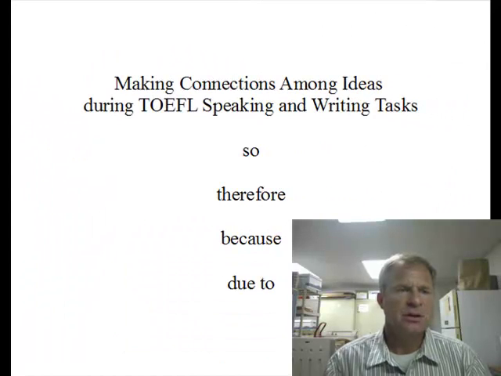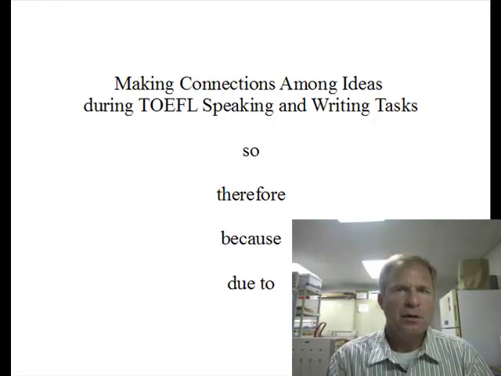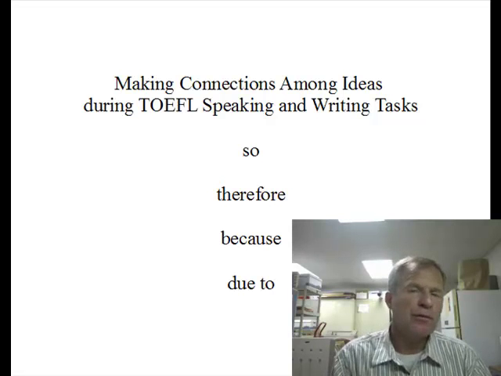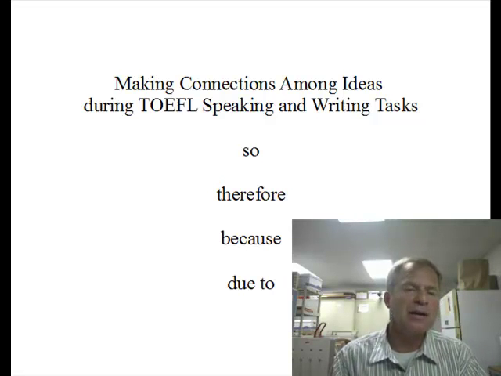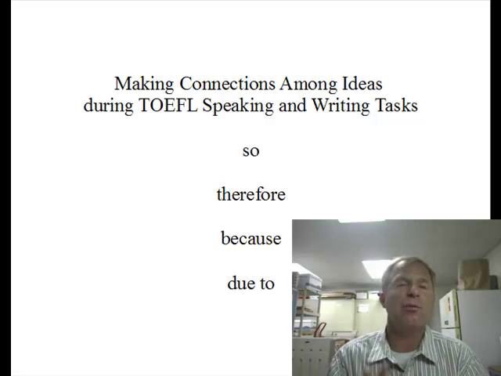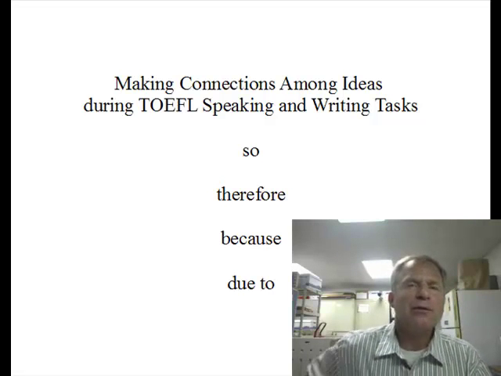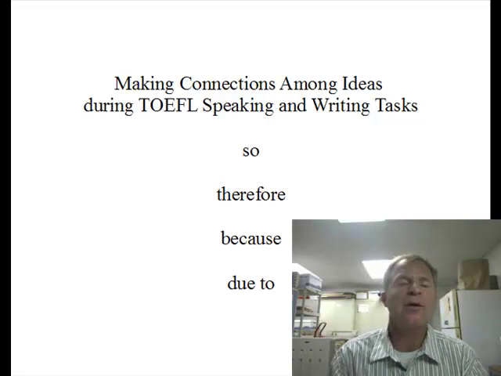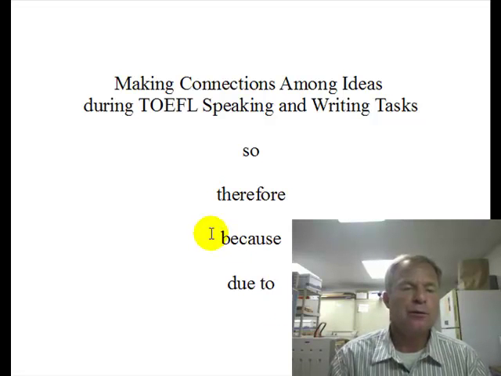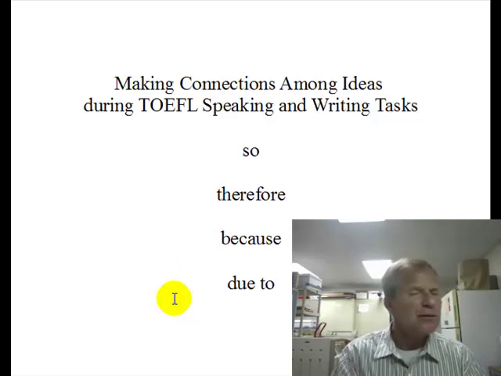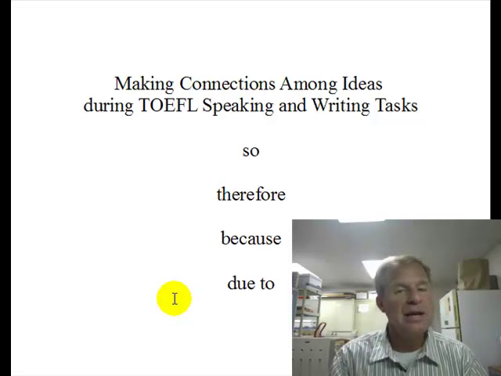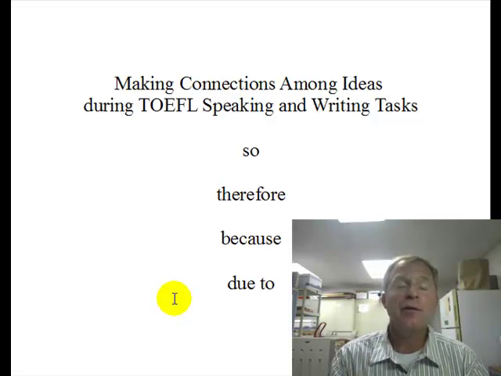All right, in conclusion, I've talked about how it's important in your TOEFL speaking and writing to express connections among ideas. It helps make your speaking more organized and your writing more organized, and it shows the TOEFL iBT human raters that you have good control of your grammar and also your word choice. So we've talked about so, therefore, because, and due to. These are four words with the same meaning, but as we said, they differ grammatically.